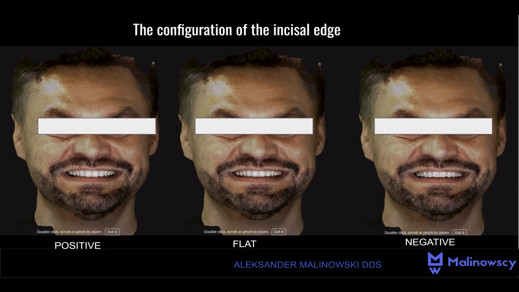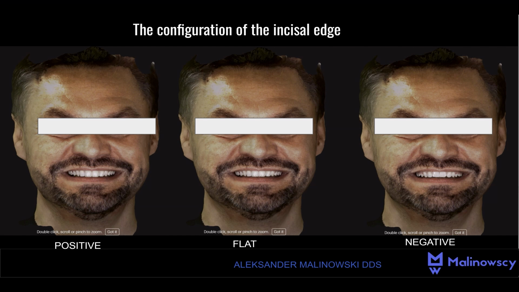Let's talk about the difference between a positive, negative, and flat smile line. The positive smile line is characterized by the incisal edges of the upper teeth being visible above the lower lip, creating an arch that mimics the curvature of the lower lip when smiling. This is perceived as youthful and vibrant.